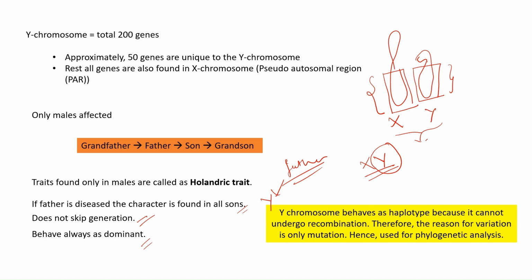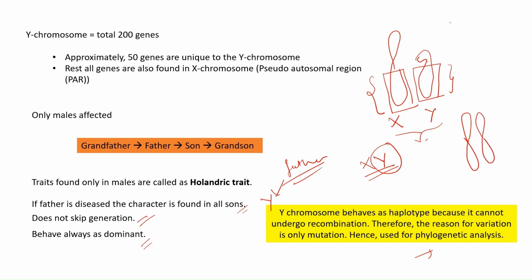Now, the Y chromosome behaves as a haplotype because it cannot undergo recombination. Therefore, the only reason for variation is mutation. Hence, it is used for phylogenetic analysis. Now, why can it not undergo recombination? Because recombination occurs between homologous chromosomes: one chromosome from the male partner and one chromosome from the female partner.